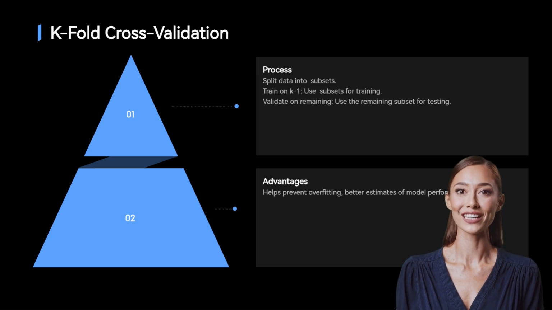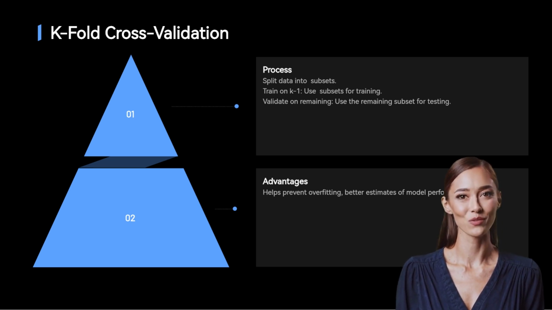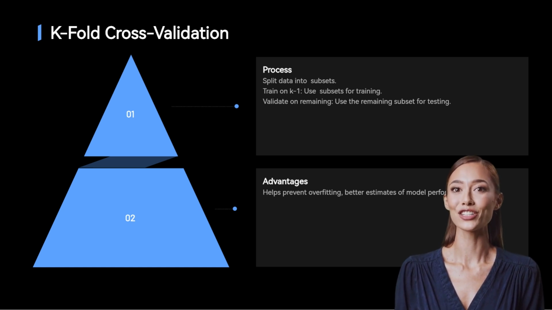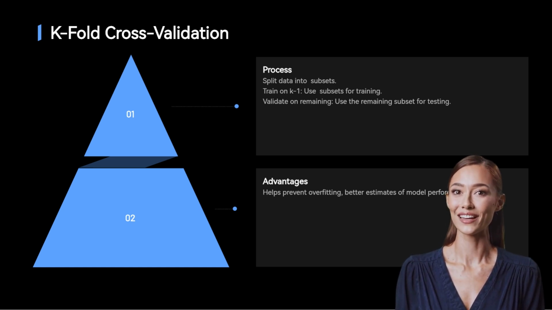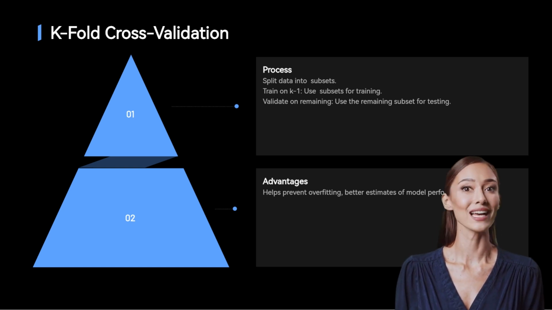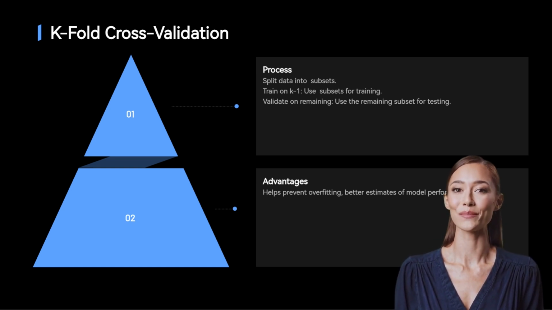Cross-validation is a powerful technique used to assess model performance more accurately. The most common form is k-fold cross-validation, where the dataset is divided into k subsets, or folds. The model is trained on k-1 of these folds and tested on the remaining fold. This process is repeated for each fold.